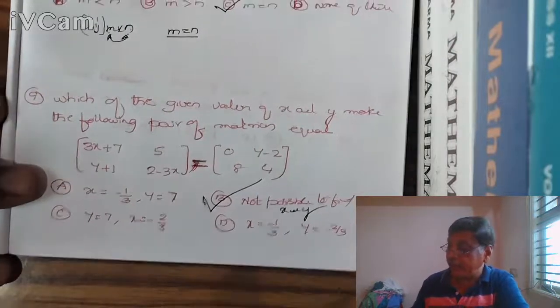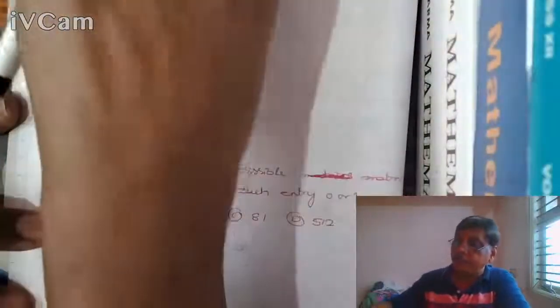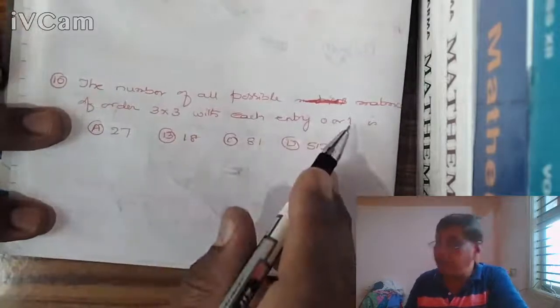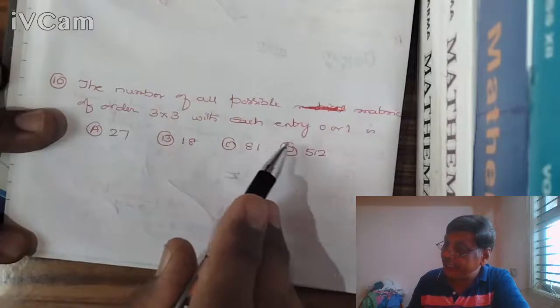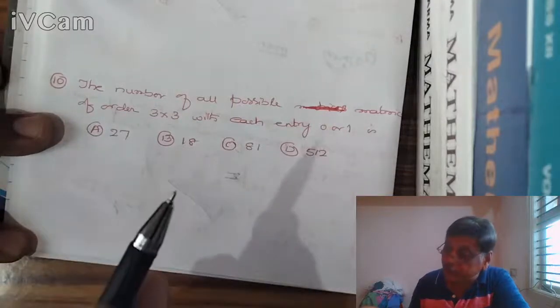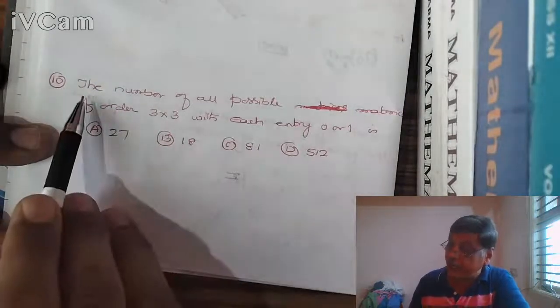Okay, got it. Next, one more question, so this is the last question. This is a very important question. The number of all possible matrices of order 3 by 3 with each entry 0 or 1 is. Four options are given. First, read out the question and understand it.